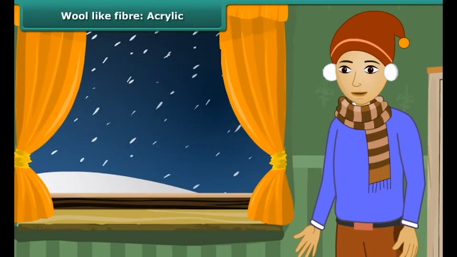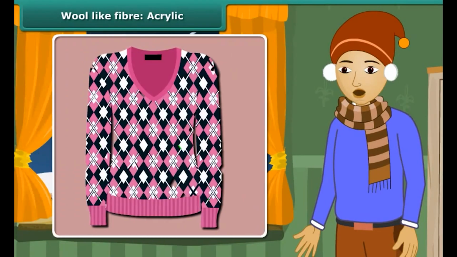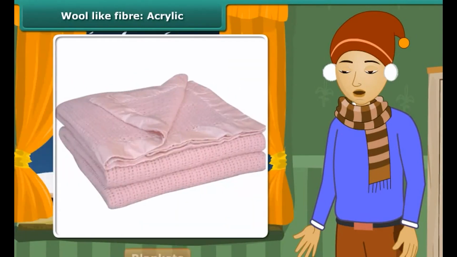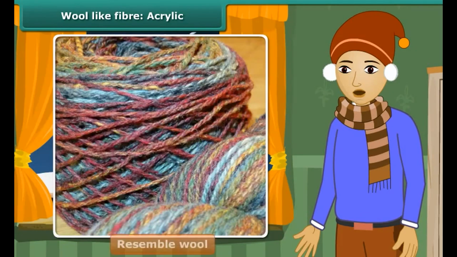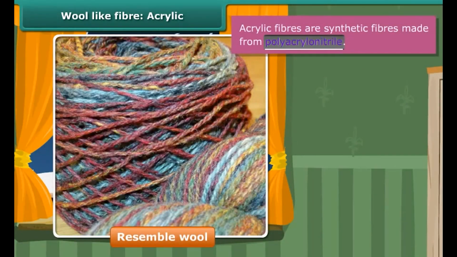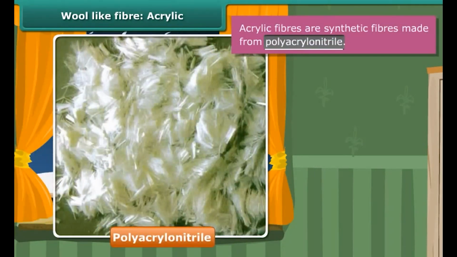To protect us against cold winters, we wear sweaters and shawls and use blankets. Do you know that many of these are actually not made from natural wool, though they appear to resemble wool? You would be wondering how these are prepared then. Well, these are prepared from acrylic fibers. These are synthetic fibers made from polyacrylonitrile. Acrylic is lightweight, soft, and warm with a wool-like feel.